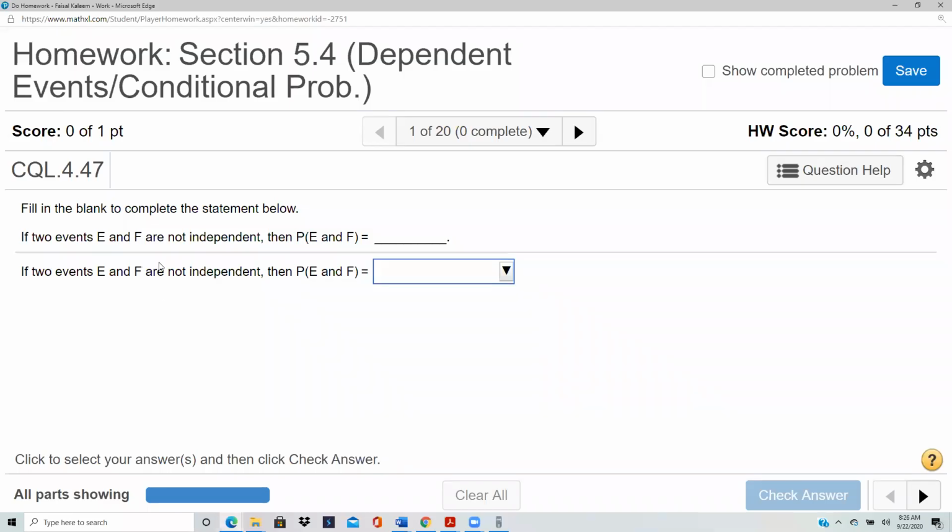If two events E and F are not independent, then P(E and F)... So first of all, remember, if they are independent, then P(E and F) is simply P(E) times P(F). But if they are not independent, then we actually have a basic formula, which we should know.